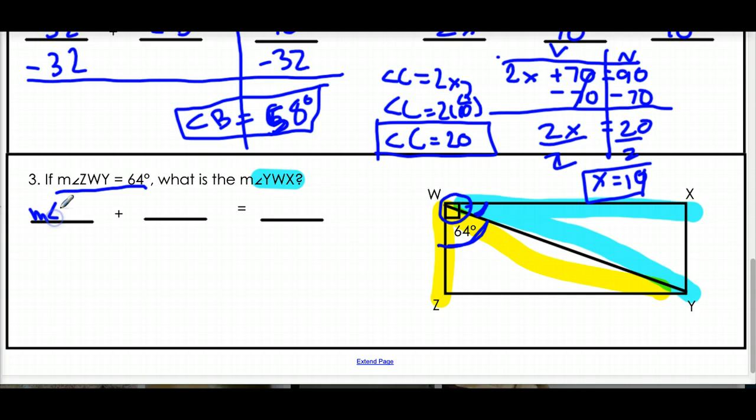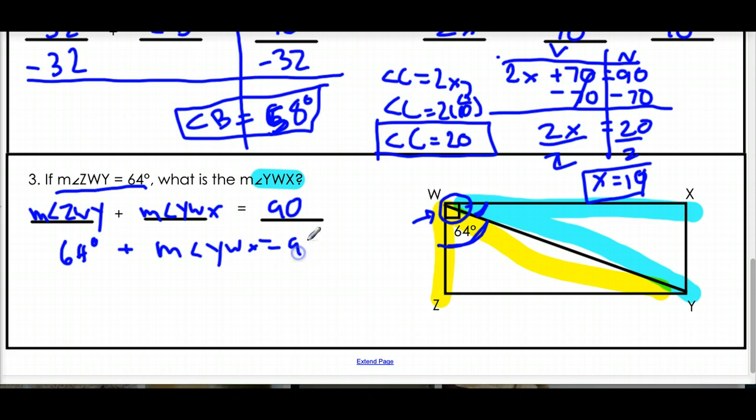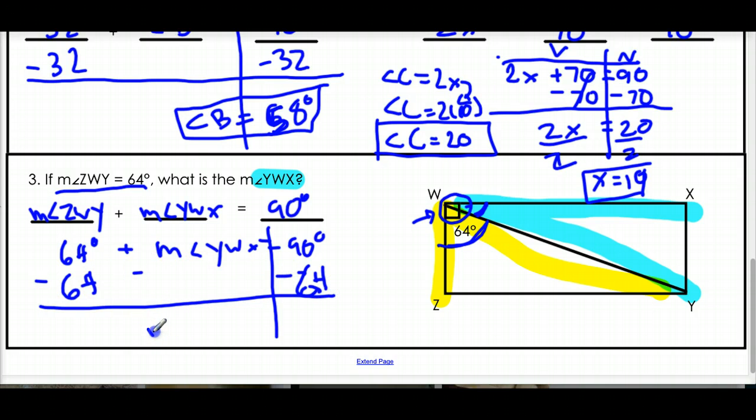So this is what I'm going to write. The measure of ZWY plus the measure of YWX are going to add up to 90, because it is a right angle. They're complementary angles. Well, ZWY is 64 degrees. We don't know what this is. And that gives us 90 degrees. Well, we put the line down. We got to move our 64 over. So we're going to subtract 64 from both sides. And boom, the measure of angle YWX is equal to 26 degrees.